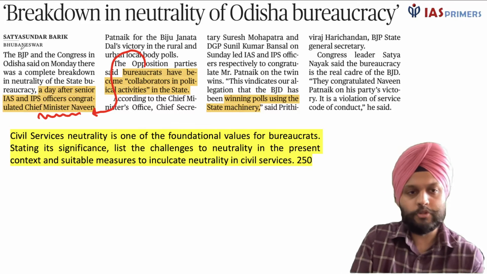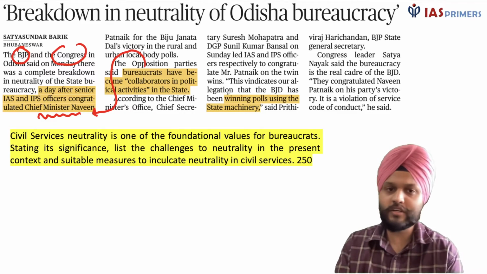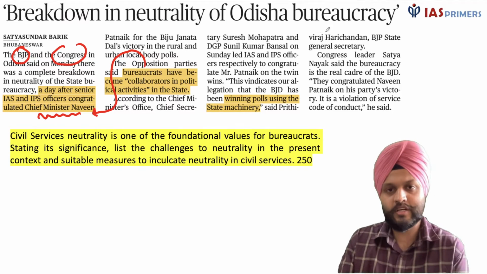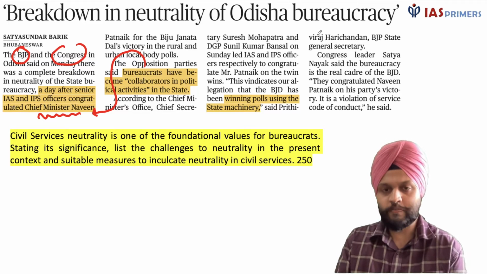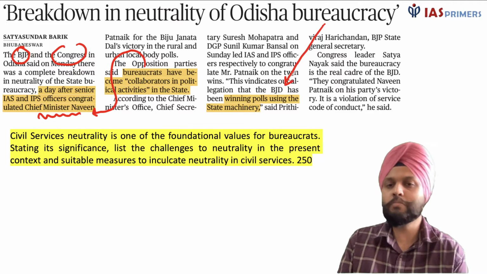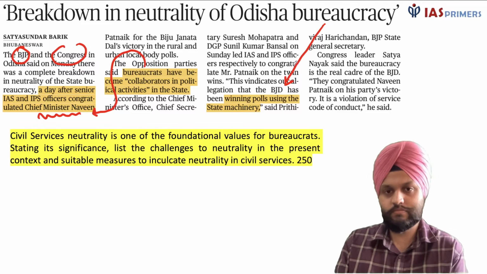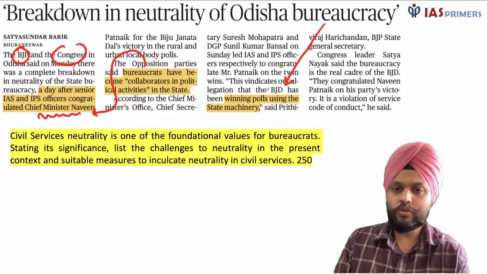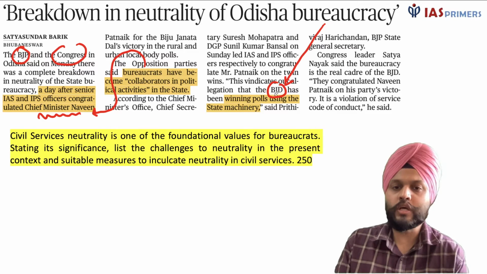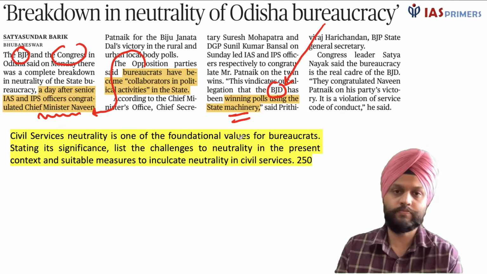So the opposition parties in Odisha, BJP and Congress, are saying that it is quite evident that the state machinery, the state officers, are supporting the Biju Janata Dal political party. So the bureaucracy is not neutral. The ruling party is winning the polls using the state machinery. Right, so this is what it is saying.